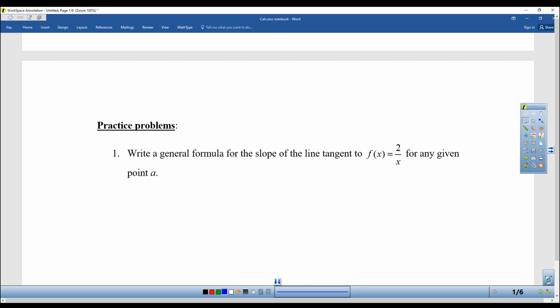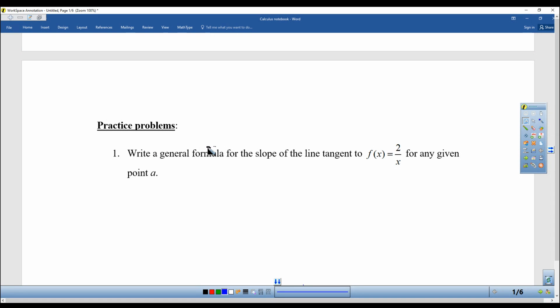Hello everyone, and welcome to the practice problems for rates of change and tangent lines. I'm going to real quickly just write in the answers so that those of you that tried the problems on your own and are just quick checking to see if you did them right can know that.